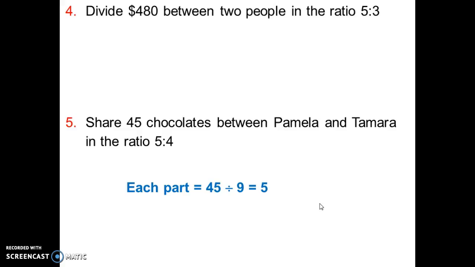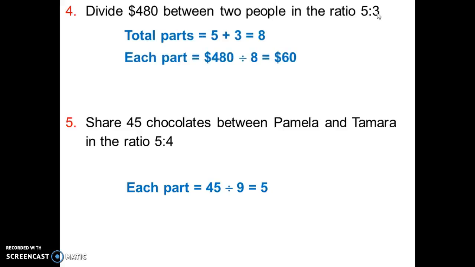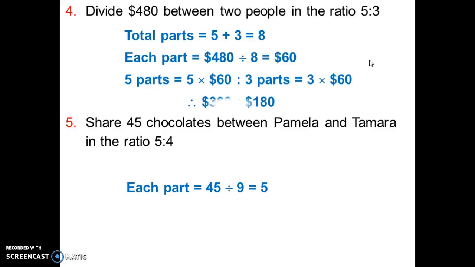Example 4, $480 divided into shares between 2 people in the ratio of 5 to 3. So the total parts is 8 because you add up 5 and 3. Each share is worth 480 divided by 8. And then to work out the 5 parts, I'll be timesing the 5 by 60, the 3 parts, the 3 by 60, and I will get that the shares are 300 to 180.